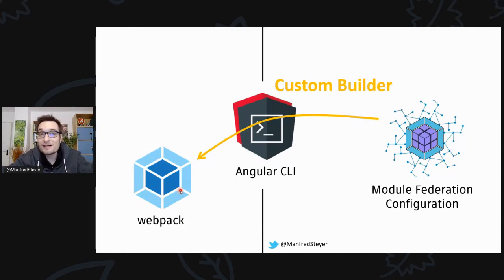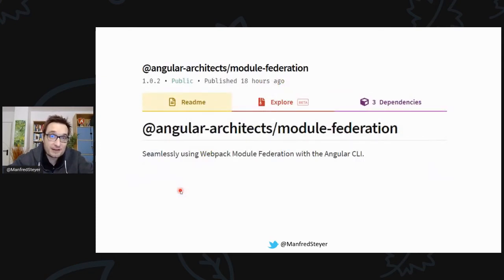And then the custom builder can delegate to the default behavior, to the default Webpack builder, which tells Webpack, hey, please now build this application. So at the end of the day, this is a matter of, let's say, 50 lines of code, give or take. Of course, we could handwrite such a builder, but you don't need to, because I already did this for you. I already built such a builder. It's called Angular Architects Module Federation. You can just npm install or ng add it.